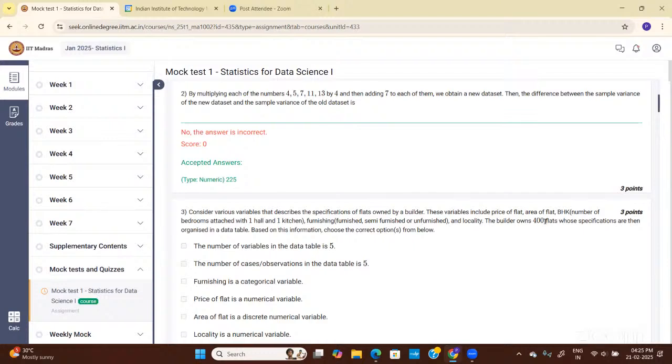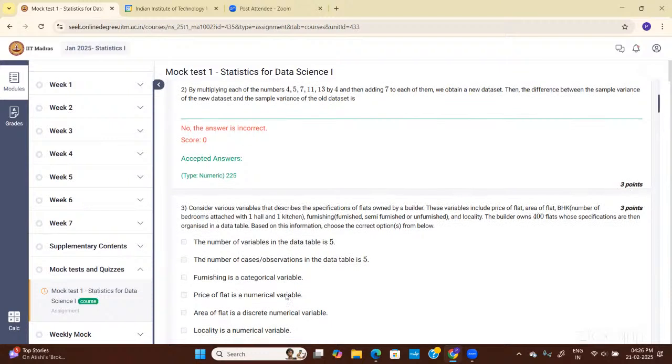Okay, next is furnishing is a categorical variable. So is it correct? Yes, ma'am. Correct. So furnishing has 3 categories, right? Furnished, semi-furnished, and unfurnished. They are not numerical variables, they are categorical variables. Next is price of flat is a numerical variable, which is also correct, right? Yes, the price will be numerical. Any doubts in this part? Is it clear to everyone?